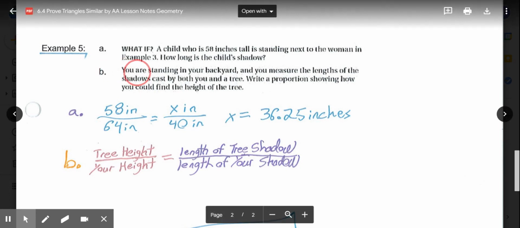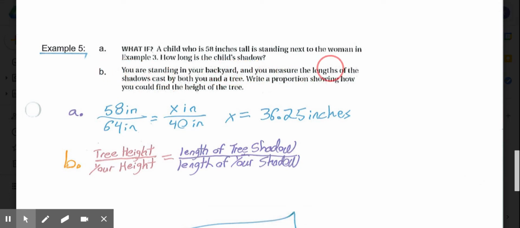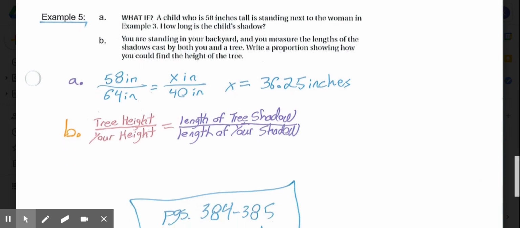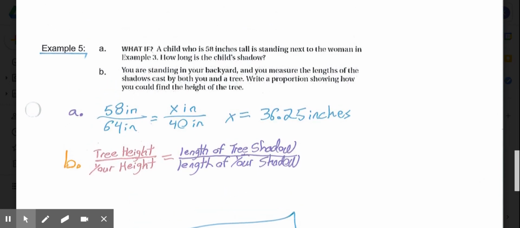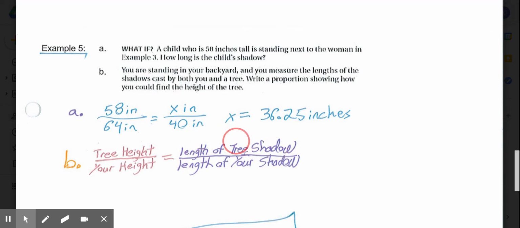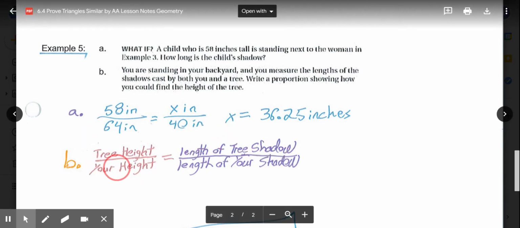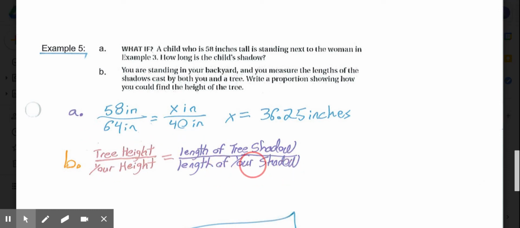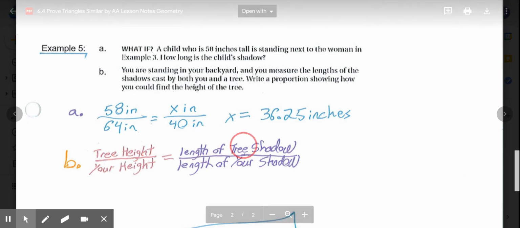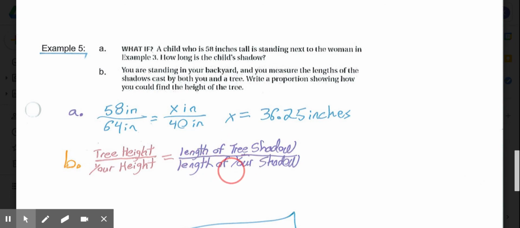Now, for part B, it says you are standing in your backyard. You measure the lengths of the shadow cast by both you and a tree. They just want us to write the proportion showing how we could find the height of the tree. So we don't have the measurements, but we can set up our proportion in words. So again, it doesn't matter if we put our height on top or the tree height, but if tree's on top on one side, then the tree shadow has to be on top on the other. If your height's on bottom on the one side, your shadow length has to be on bottom on the other. So our proportion would be tree height over your height equals length of the tree shadow over length of your shadow.